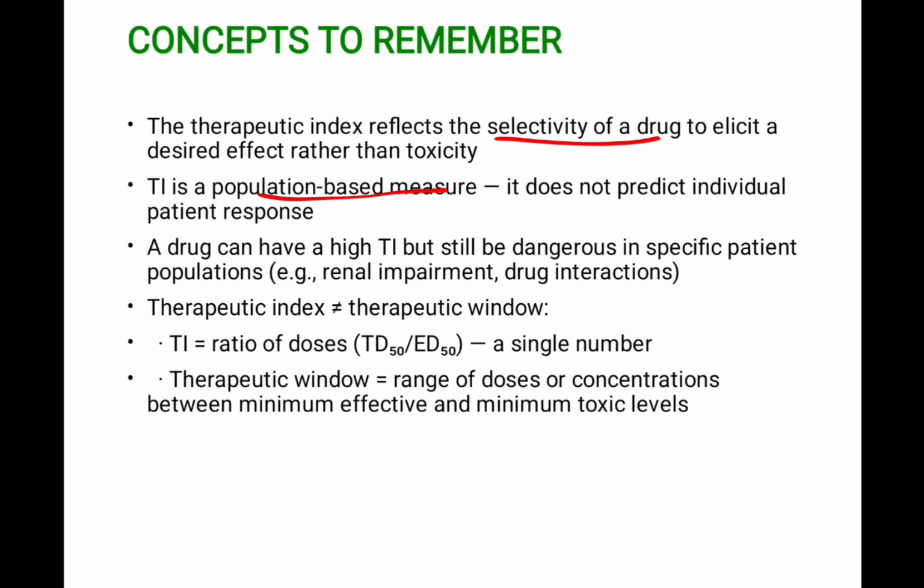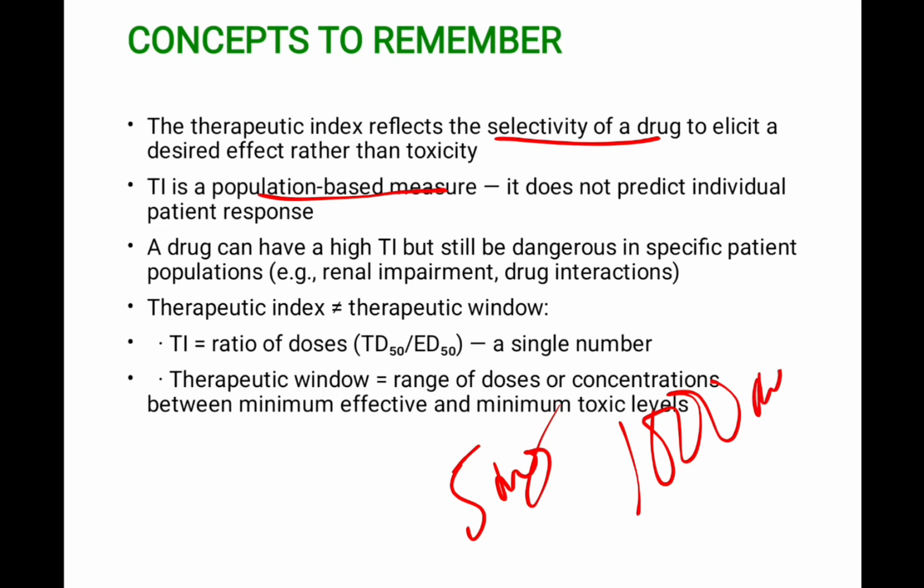There are some patients that at a concentration below 5 milligrams, like we use in our example, you can achieve a therapeutic effect. There are some at a drug concentration of 1000 milligrams, you will not achieve a toxic effect. So that varies from patient to patient, but in 50% of the population. So whatever you do, the goal of therapy is to be within the therapeutic window. Now a drug can have a high therapeutic index but still be dangerous in specific patient populations. For example, people with renal impairment or drug interactions.